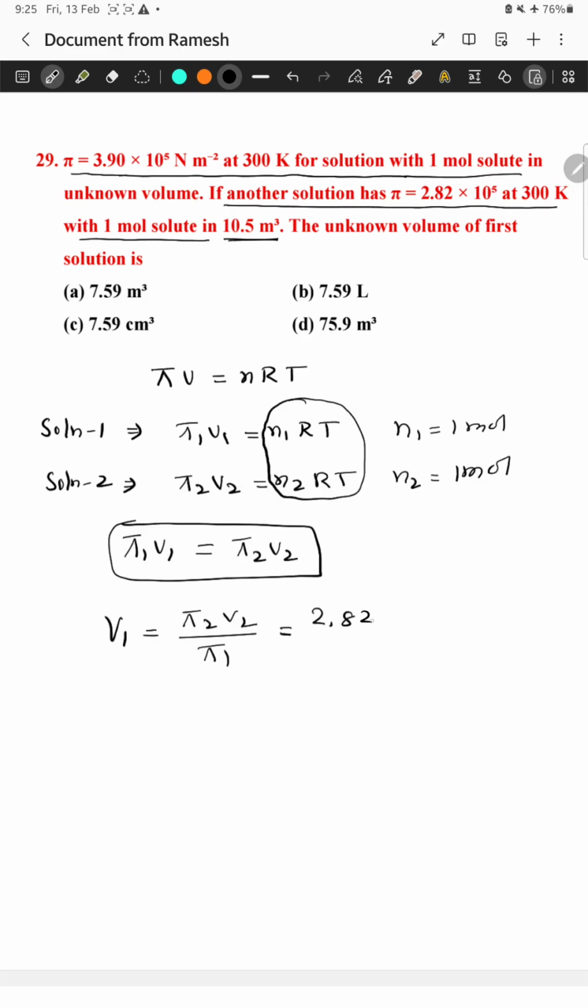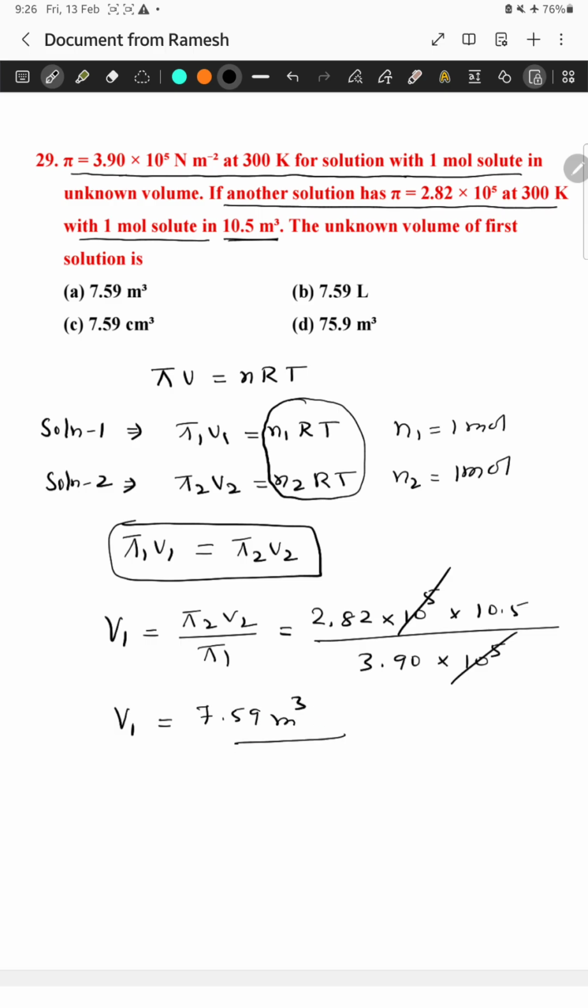Now you substitute. Pi 2 is 2.82 into 10 power 5. V2 is 10.5, divided by pi 1, which is 3.90 into 10 power 5. 10 power 5 and 10 power 5 cancel out. Finally you are left with 7.59 meter cube. So this is the answer. 7.59 meter cube is option A. So for the 29th question, option A is the correct answer.